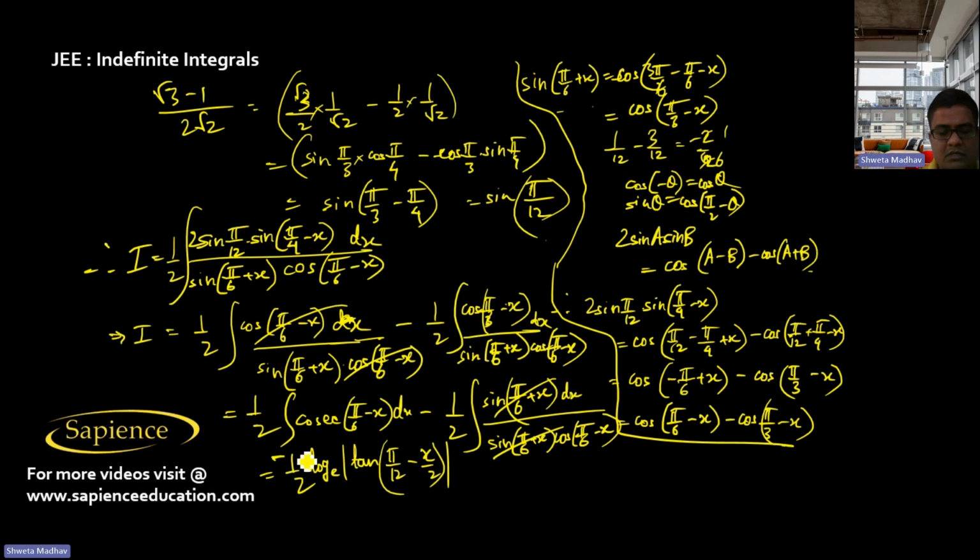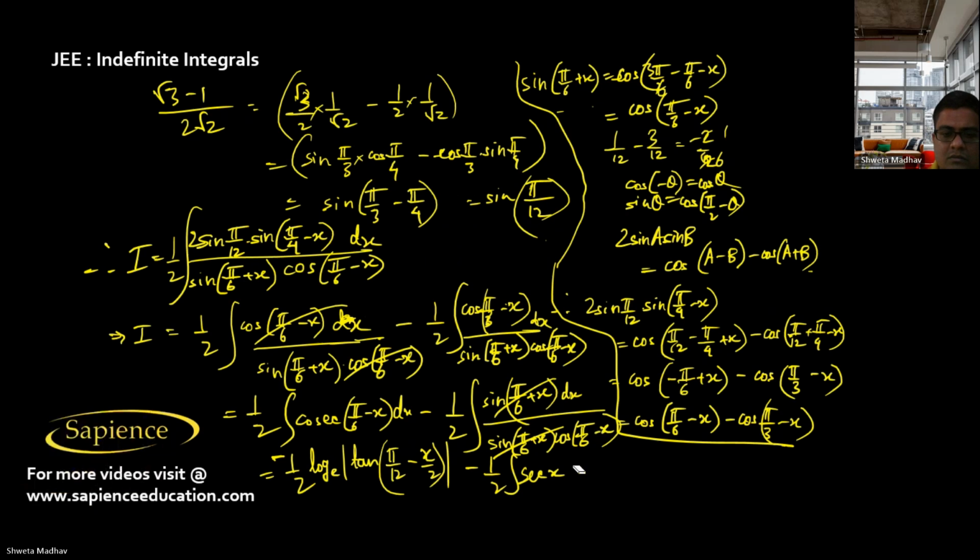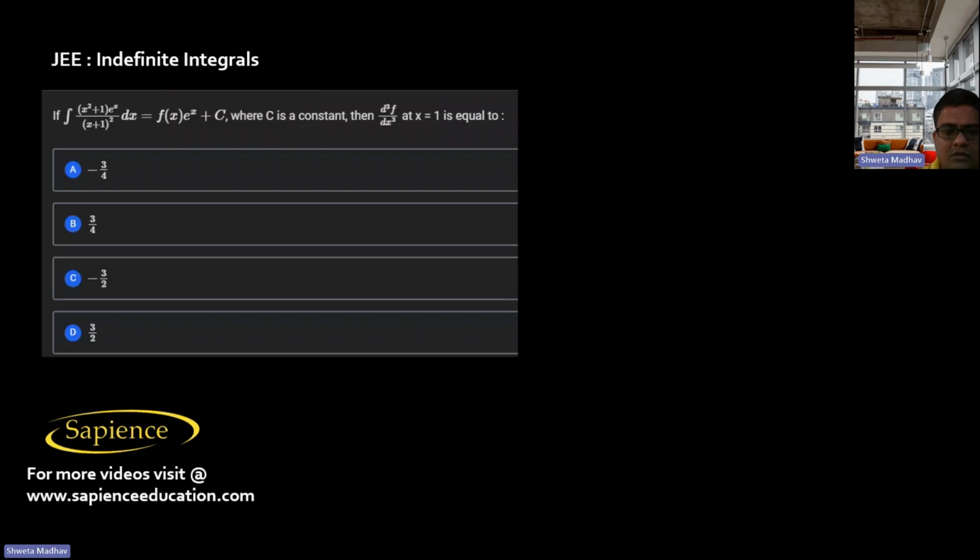Here one minus sign will also come. Since if you take this as t, then dx will be equal to minus dt. Then minus, this is half of integral sec x dx. No, sorry, it's 1 by cos that is there, so it is sec of (pi by 6 minus x) dx. So the integral of sec x is also equal to ln tan of (x by 2 plus pi by 4).